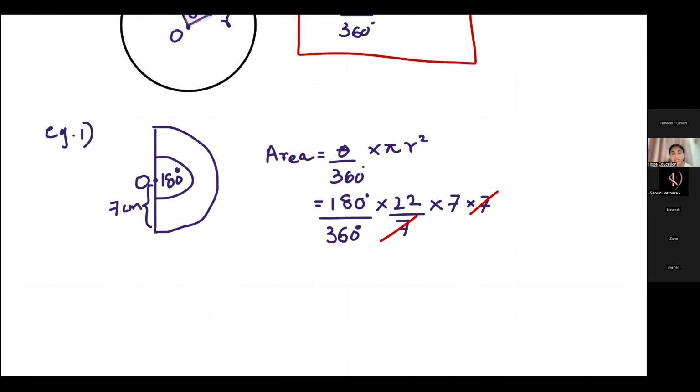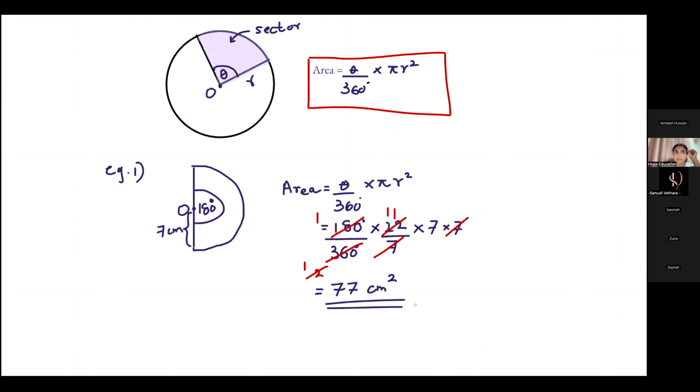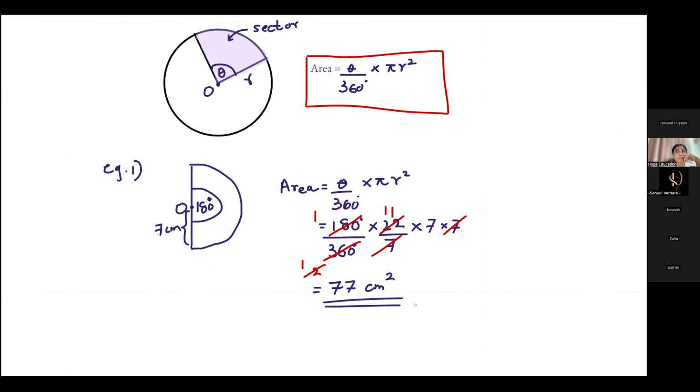180 times 1 is 180. 180 times 2 is 360. 2 times 1 is 2. 2 times 11 is 22. Then 11 multiplied by 7, we get the area as 77 square centimeters. Did you all understand that? Thumbs up, please.